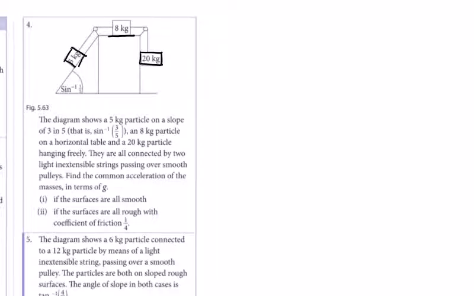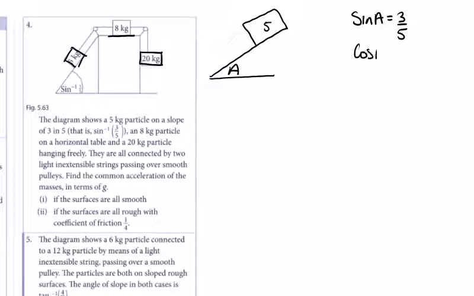Okay, let's look at one at a time. Let's look at the 5. We have in here, I call it the angle A, and we're told the inverse sine is 3/5, so the sine of A is equal to 3/5. So the cos of A would be 4/5.